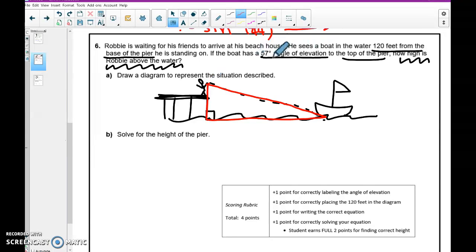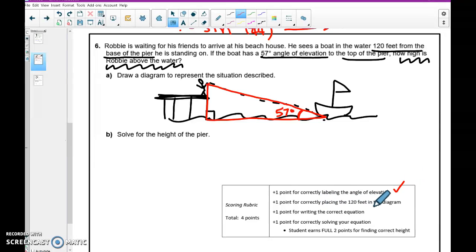Your angle of elevation, remember, has to go with a horizontal line. The only horizontal line is right here. So you have to have the angle of elevation with that. It's going to be right here. It's always with a horizontal line. So that part's filled in. Now the 120 feet seemed to throw a couple people off. And by the way, let's check our rubric down here. One of the points is just for correctly labeling the angle of elevation, so I did that.